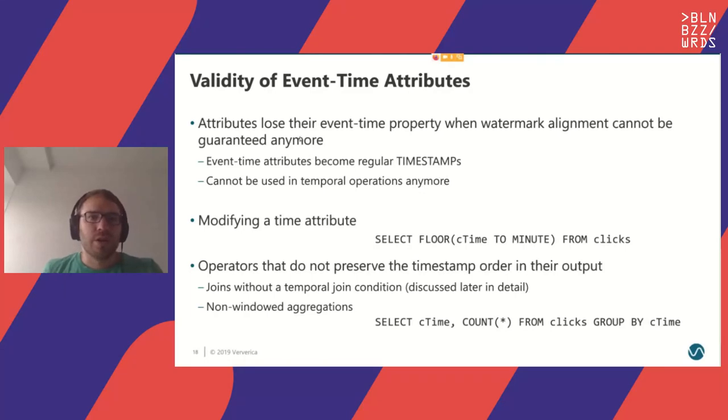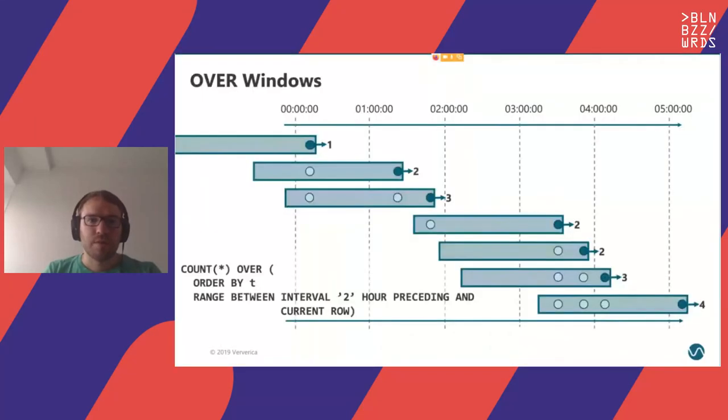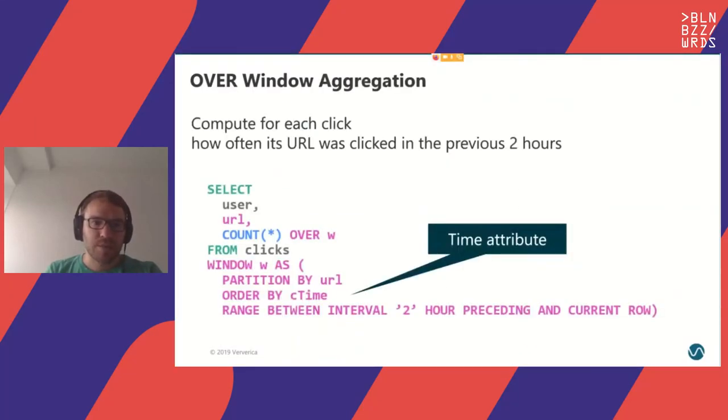Depending on how you use these time attributes, it might happen that an event time attribute is converted into just a regular timestamp. It cannot be used as a time attribute. For instance, when you have a regular timestamp, you cannot use it in this order by clause, because Flink would not know that this timestamp is ascending, and could not evaluate this or perform this computation properly.